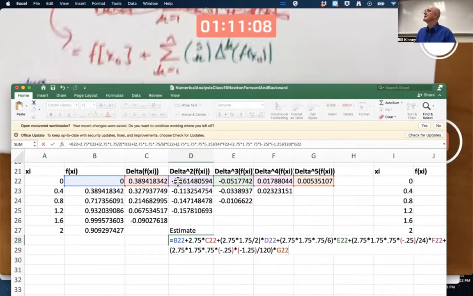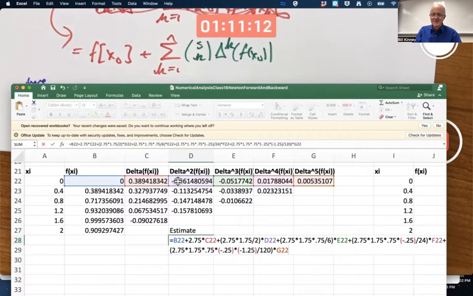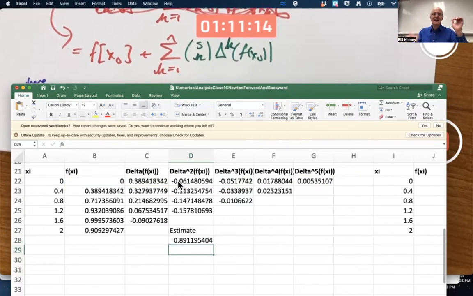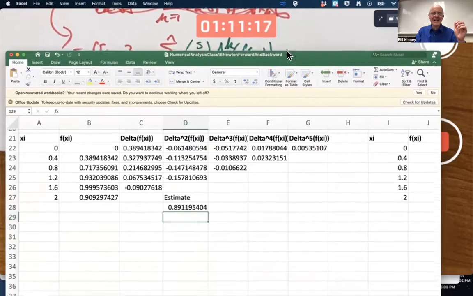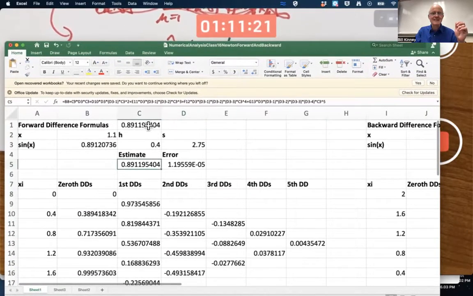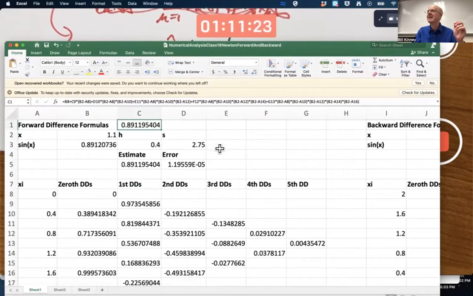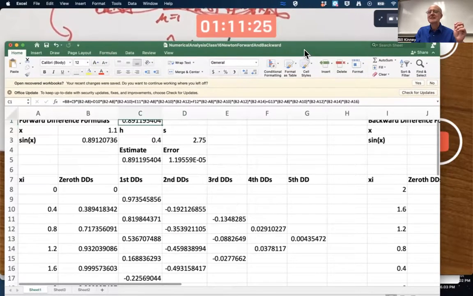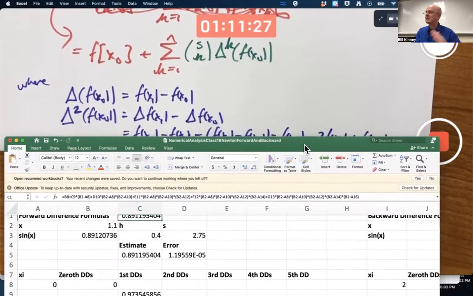Drum roll. What is this supposed to be? 0.89 to what was it? 99 or something? Yay! 0.899195404. Yes. We're doing the same thing in different ways with different notation.